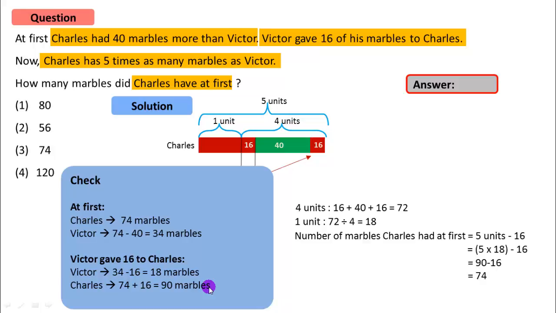We know that after the transfer, Charles has 5 times as many marbles as Victor. So we just check if 90 is equal to 5 times 18. This is correct. So we know that our final answer is also correct. We get 74, which is option 3.